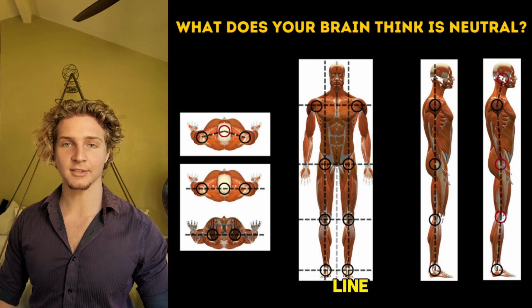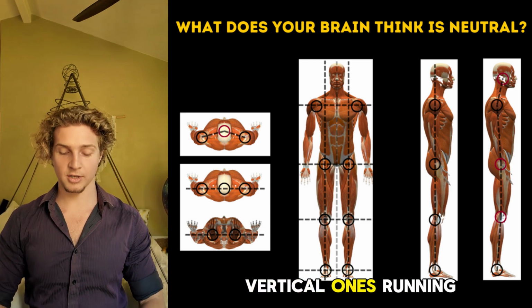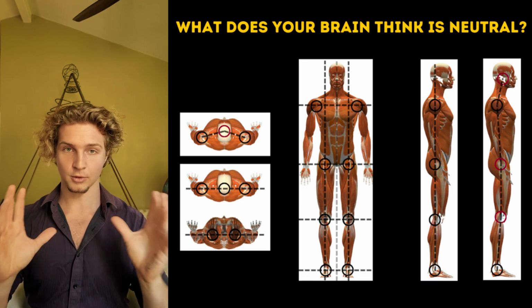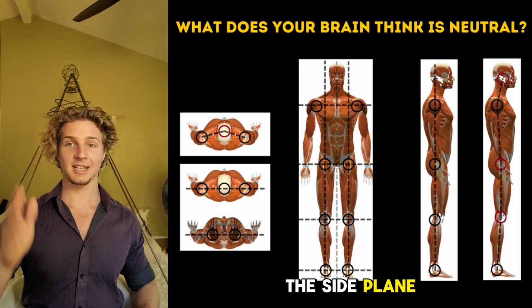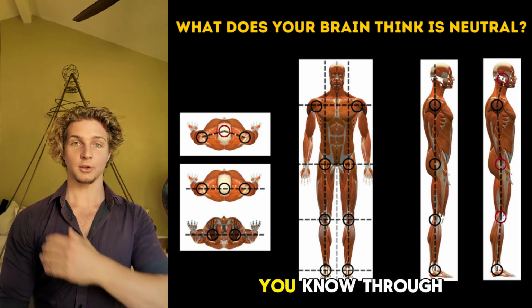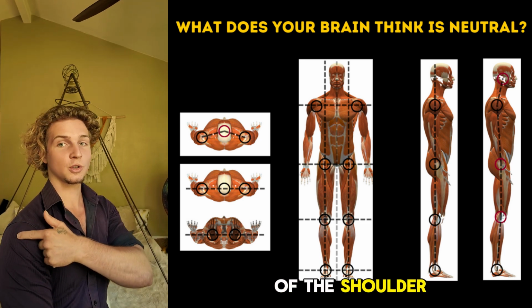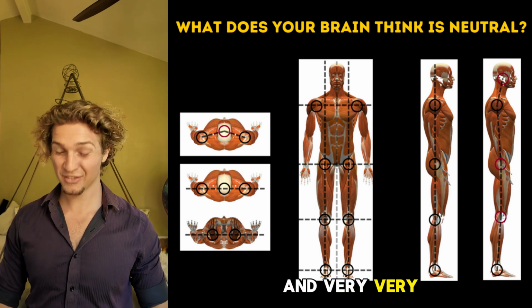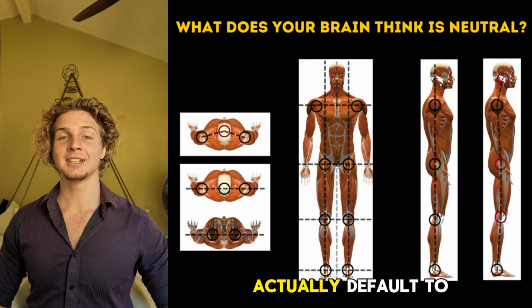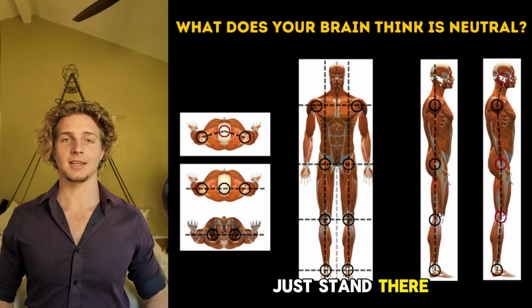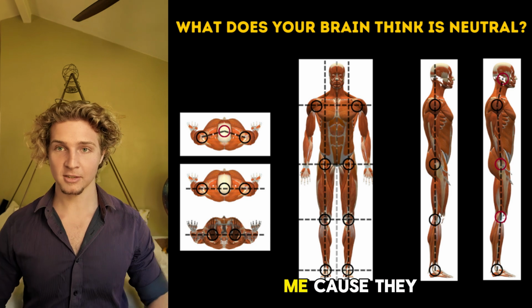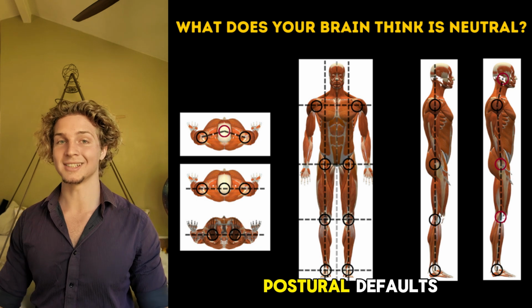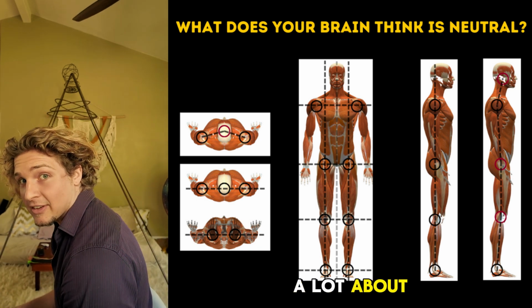And so if you look at this little grid line, you'll see two vertical ones running through the load-bearing joints. You've got two ankles, two knees, two hips, two shoulders, if you're human like that. And then on the side plane, you have another line that runs through the center of the ear, through the center of the shoulder, center of the hips, center of the knee, and center of the ankle. And very, very few people actually default to this when they just stand there. And it is a journey, and that's why people come to me, because they have aches and pains and things not working right. And a lot of it can just be their postural defaults. And I'm talking a lot about this stuff.